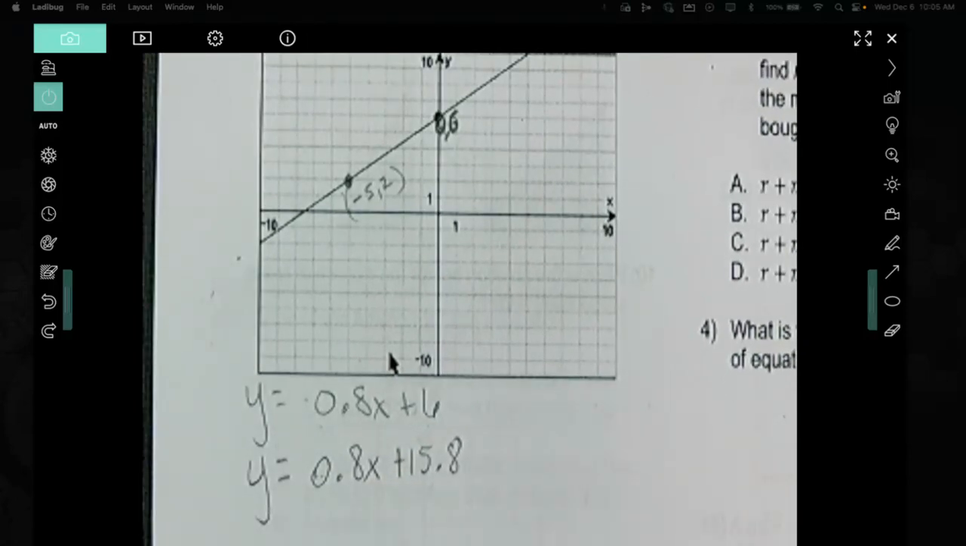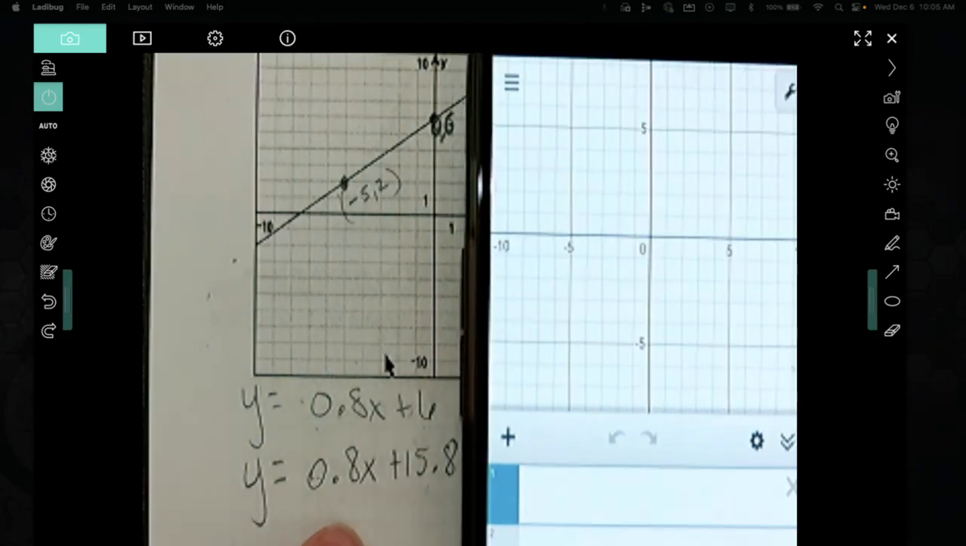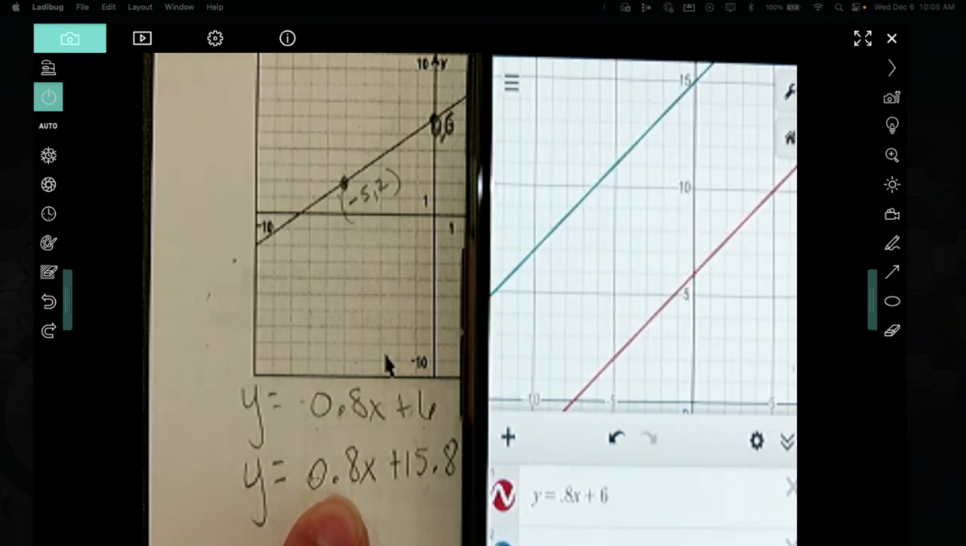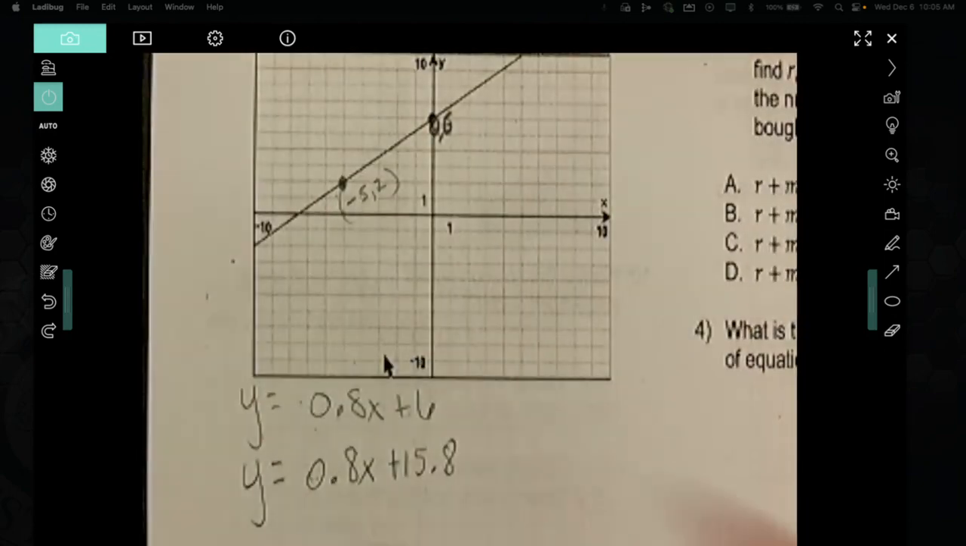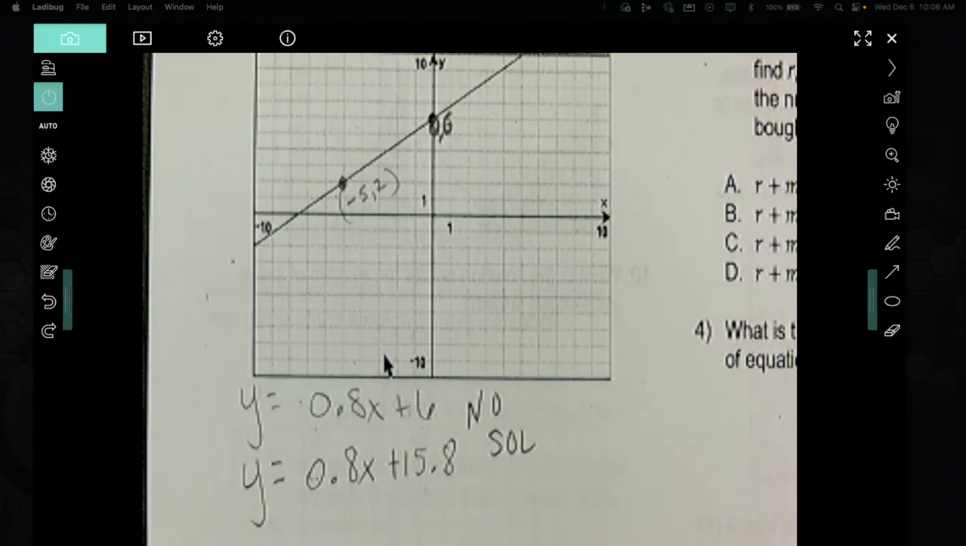Keep in mind that when the equations have the same slope but different y-intercepts, they are going to be parallel. You can use Desmos to graph both of those if you're not sure what that looks like, to see if in fact it is infinite solutions, if they are on the same line, or if they are parallel. So you can see that these are parallel. So this is going to be no solution, right? If it's infinite, they have to be exactly the same.